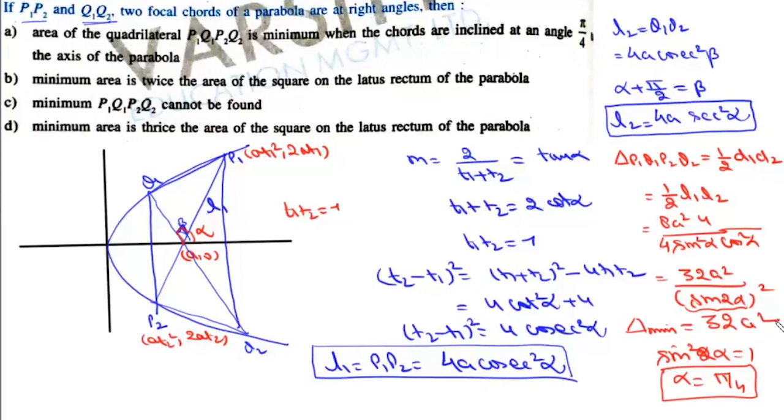Now it says area of square on latus rectum of parabola. So we know that length of latus rectum is 4a. So what is the area of square? So area of square simply will be 16a square. So answer to this question is area of this quadrilateral is minimum when focal chords are inclined at an angle pi by 4 with the axis of parabola, and minimum area is twice. So it is 16a square and it is 32a square. It is twice the area of the square on the latus rectum of the parabola. So answer is option A and B.